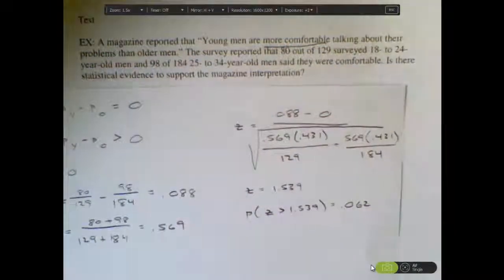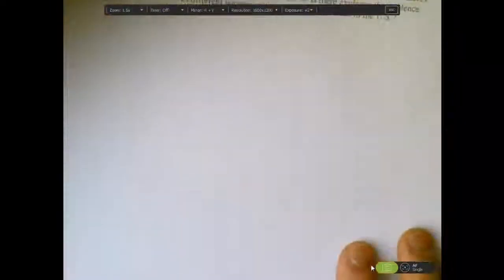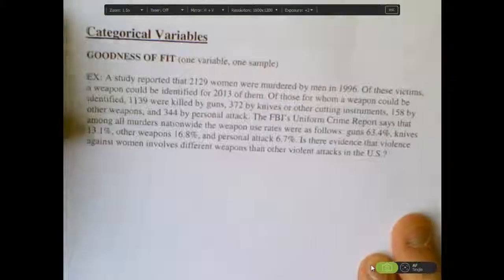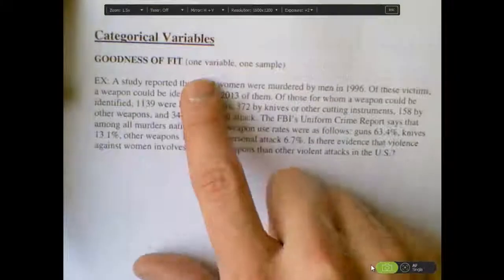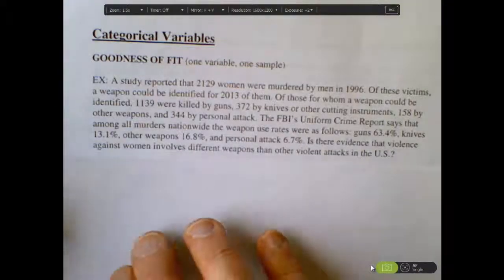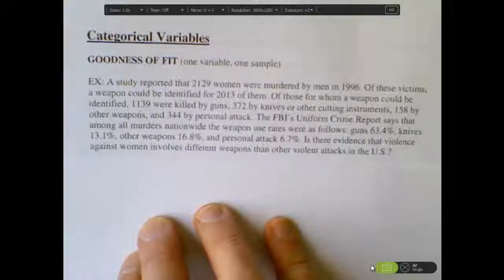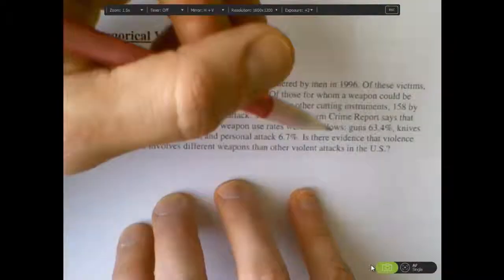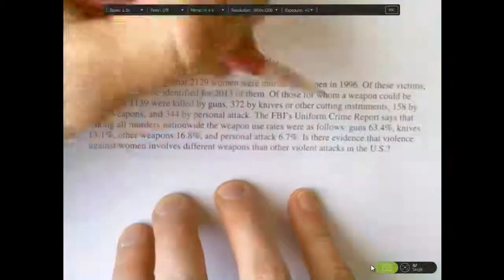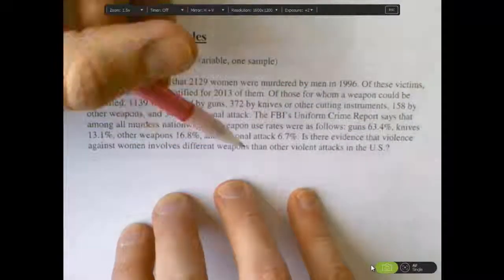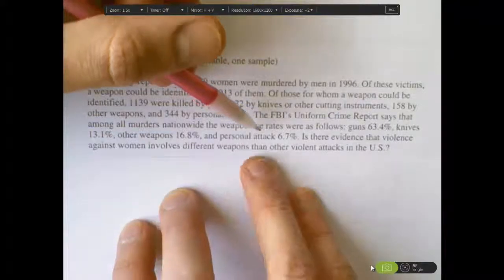Okay, let's move on and take a look at the last part of categorical variable inference, and that's goodness of fit. That is when you have one variable and one sample. And the difference here, why you're not going to use the normal model, is because you have more than two categories. In this case, we have attacks on women, and this is a question that I think we did in class or for homework, using guns, knives, weapons, and personal attacks.